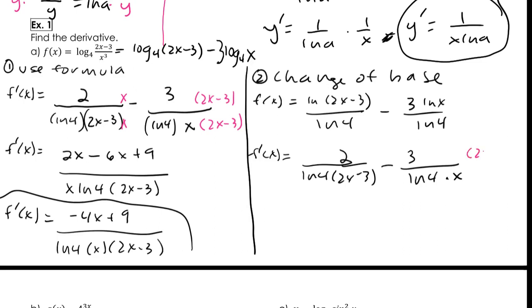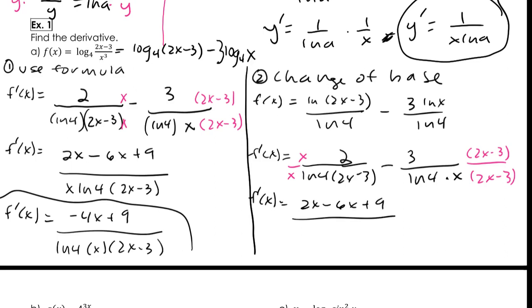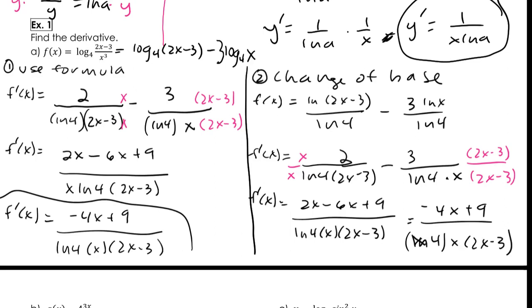So I'm going to multiply this side by 2x minus 3, and this side by x. So now my next answer is going to be 2x minus 6x. Again, we already did this, so if you're catching on, you can just write the answer. You already saw it on the other side, giving you negative 4x plus 9 over ln 4 times x times 2x minus 3. Okay, two ways to do these. Number 1, if you like memorizing formulas, use the formula. Number 2, change of base.